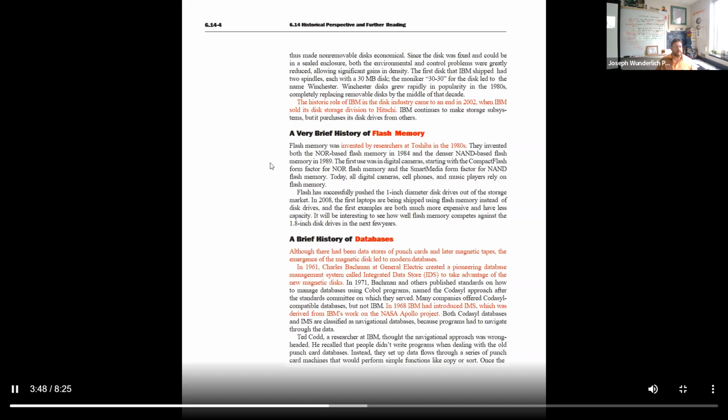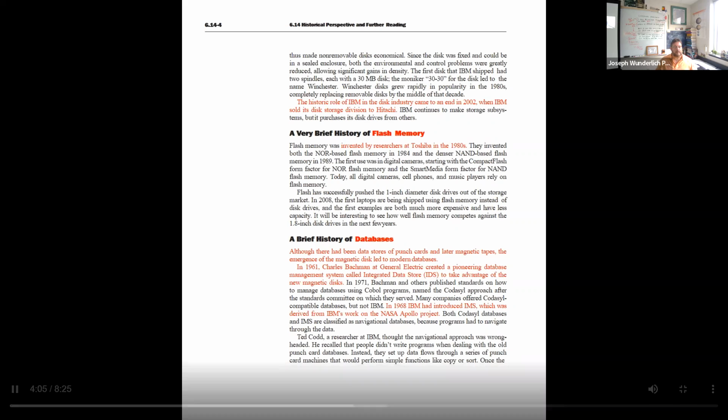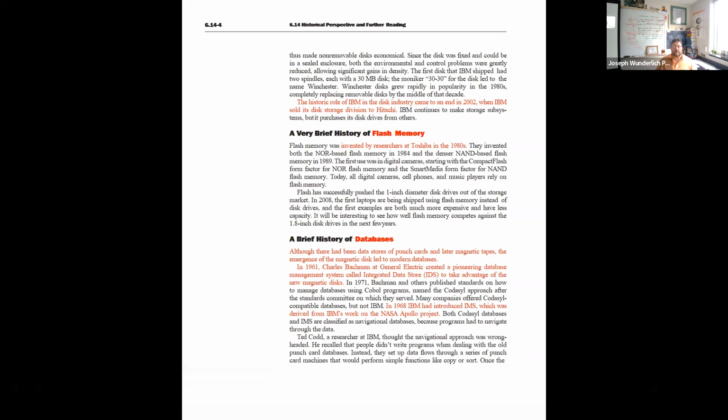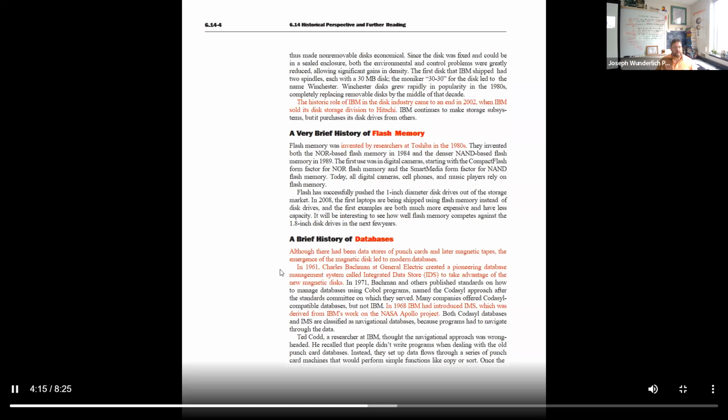Now this chapter also puts something here about databases. Although there had been storage on punch cards and later magnetic tapes, the emergence of the magnetic disk led to modern databases. So that's the tie of why it's in here. It's a direct result of large-scale storage of data, which is the creation of the database. General Electric is credited here in 1961 for some of the first databases using magnetic storage, and then not too long after, 1968.